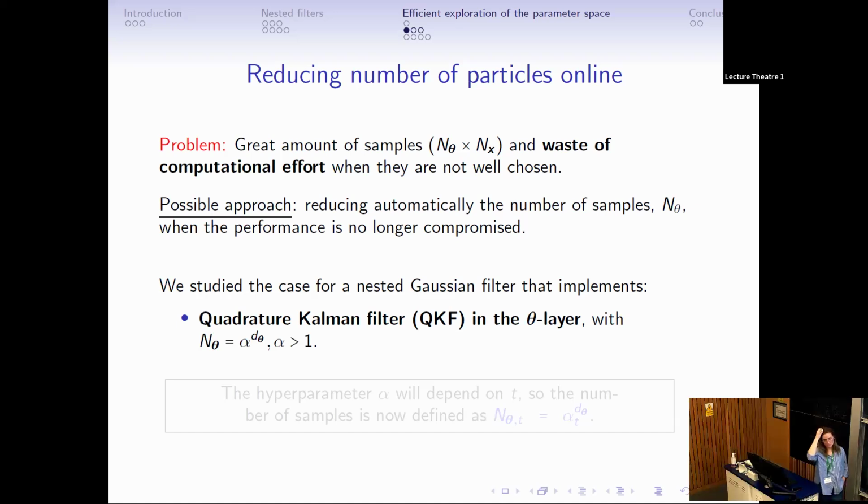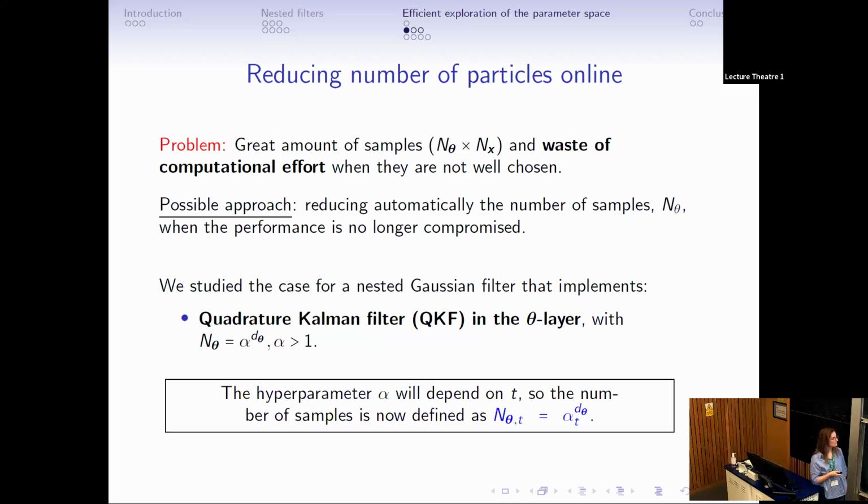That is where we use quadrature for theta, and some other Gaussian Kalman filters for the states. Okay, so in this case, when using quadrature, the number of points is defined as some parameter alpha to the power of the dimension of theta. And as we want to change the number of particles over time, I redefine this as n theta t. What we're going to change is basically the parameter alpha. Okay. So how do we change alpha?